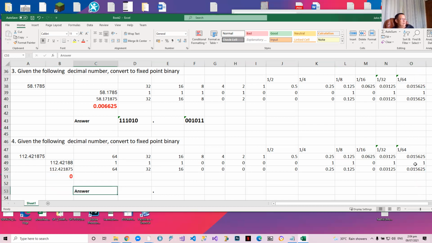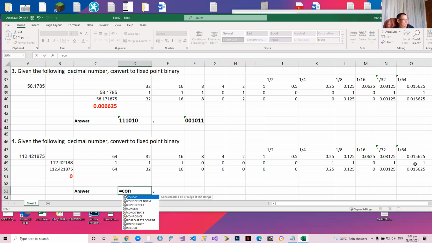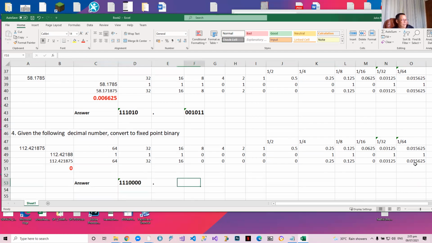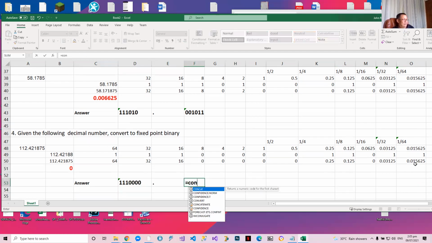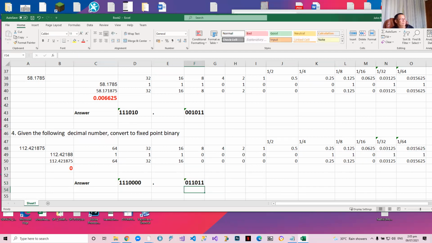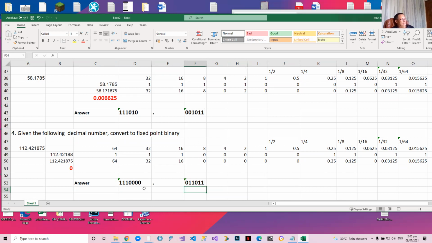Okay, so we'll just concat the integer part. And then concat the fractional part. Concat means join. Okay. So the answer is 111000 with 4 zeros. Okay, and 011011 is our repeating.